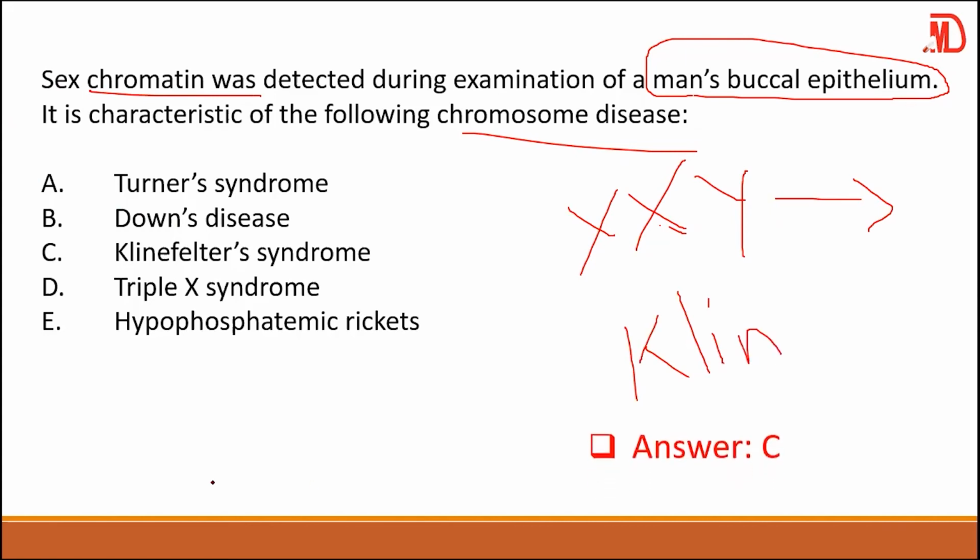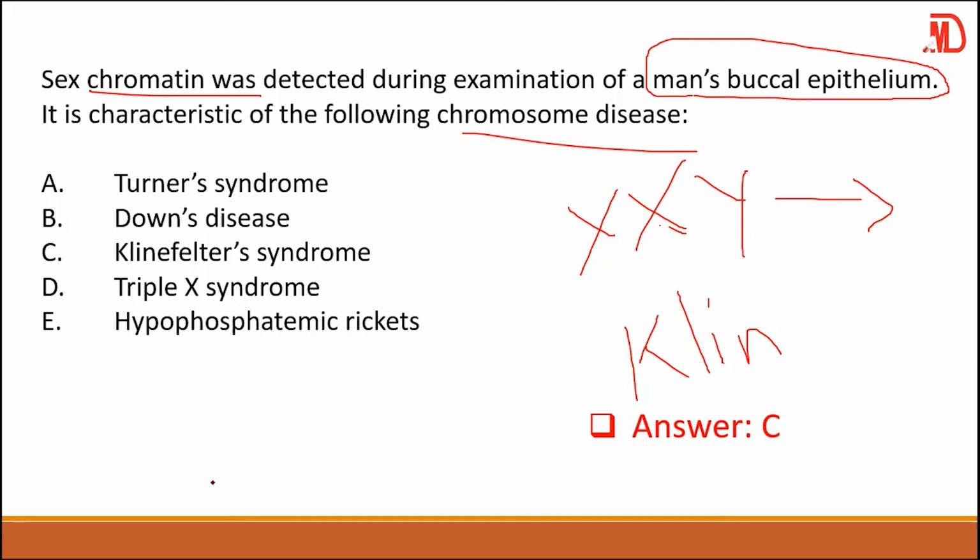So here we are looking at Klinefelter's syndrome, a man having an extra X. Now let me explain something about the Barr body, which some of you might have heard before. Let me just go through it for you. A Barr body is simply an inactive X chromosome or X chromatin.